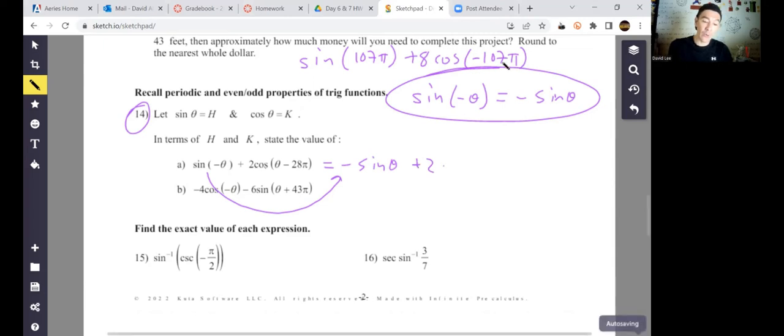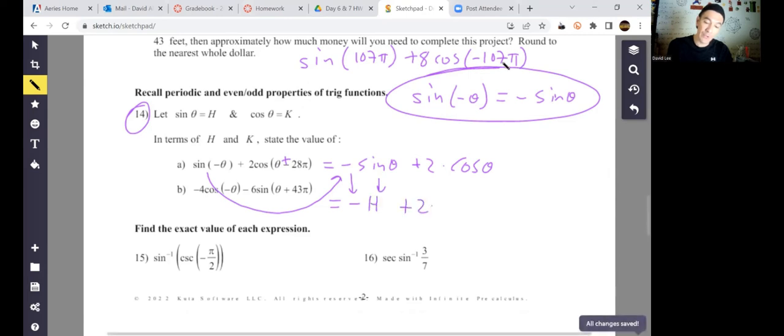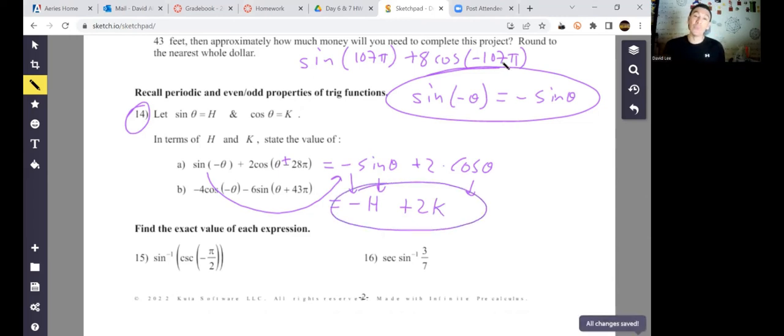And then the cosine of theta, recall what we said in class. If this number is even, then cosine of theta plus or minus even pi just gives you back regular cosine theta. Those are the properties from the other day. And so here this would equal, negative is still there, sine gets replaced by h +2, and then cosine gets replaced by k. And that's why they have what they have in the answer, -h +2k.